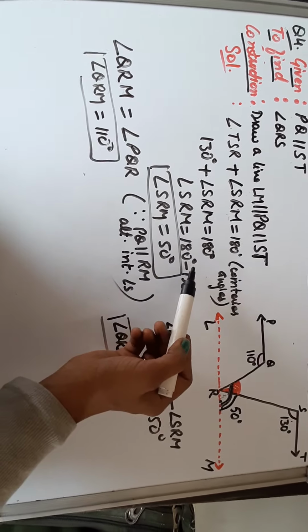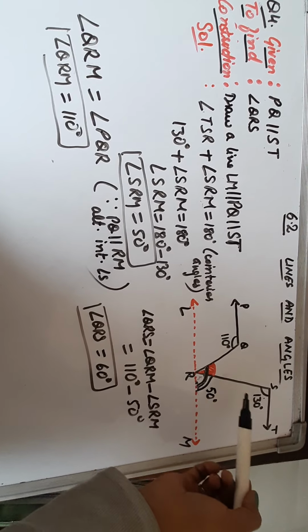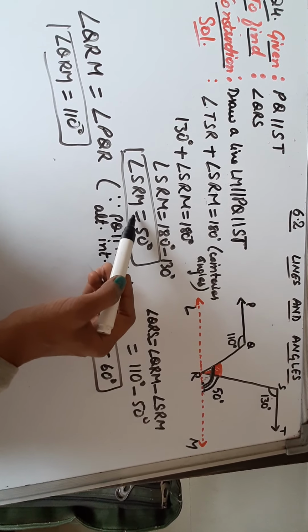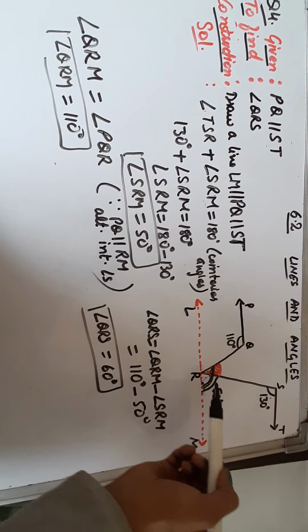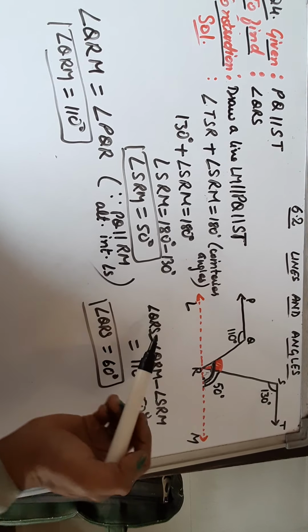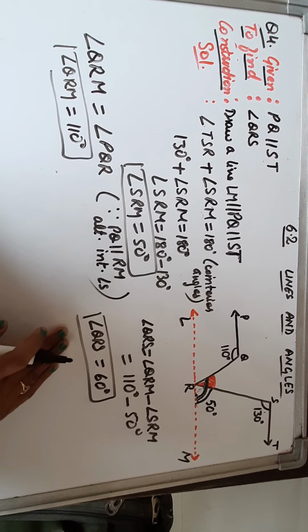So we have used first of all the construction part, then by using two properties of parallel lines, one is co-interior angles, we'll get this angle, and using alternate interior angles we'll get this, and by subtracting these two angles we'll get the desired angle, that is angle QRS. So I hope the question is clear to you.